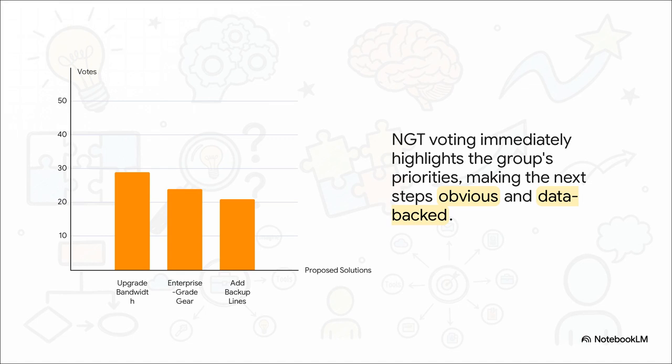Now check this out. Look at how quickly NGT gives you a clear consensus. After everyone silently generated and then shared their ideas on how to improve the office internet, the anonymous vote immediately shows what the group actually thinks is most important. Upgrade bandwidth is the clear winner here. A visual result like this makes the next steps obvious, and you know the whole group is behind it.